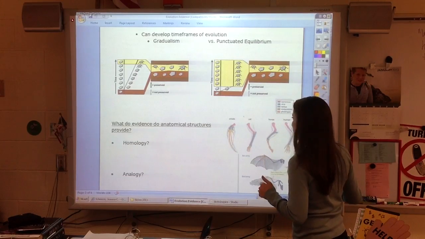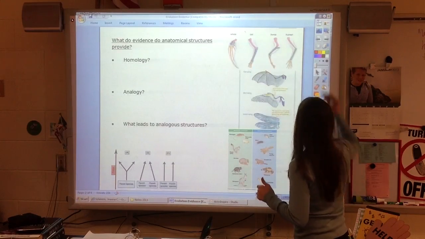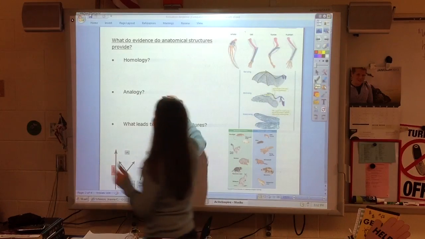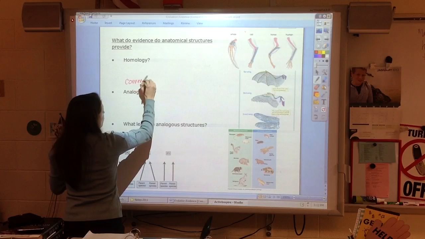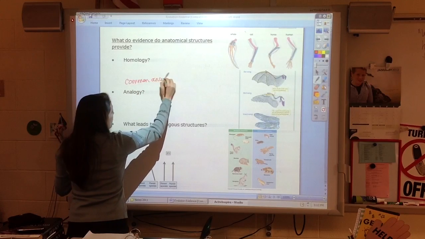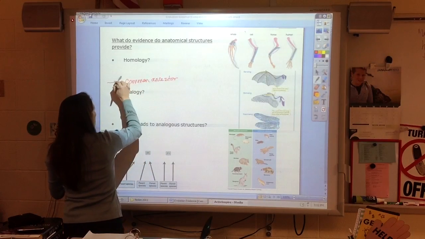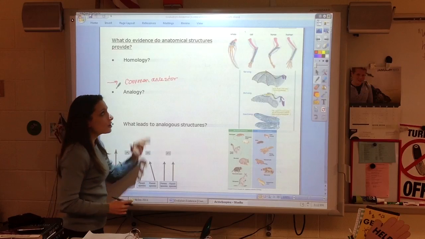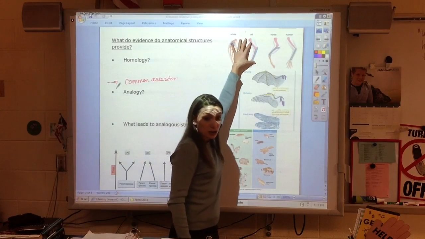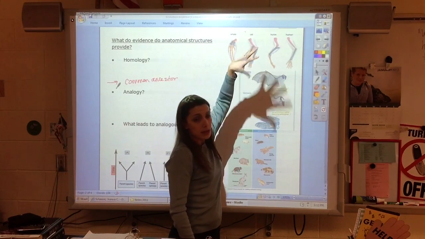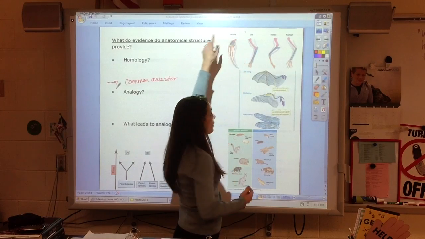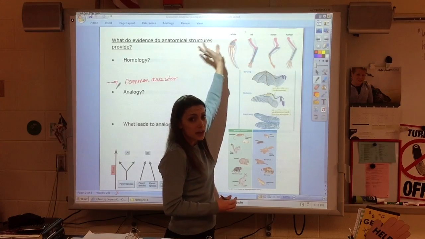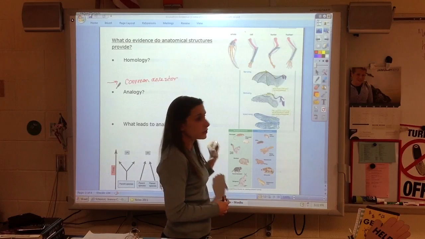Very important to keep in mind that homology gives evidence for a common ancestor. So the big thing that we're trying to know about homology is that it does support a common ancestor because the structure is the same, meaning the code to build that structure was the same or similar. That means that the code was inherited from a common ancestor.